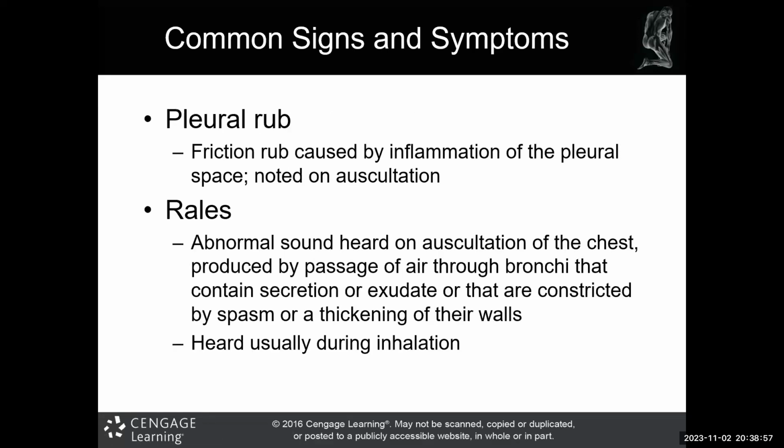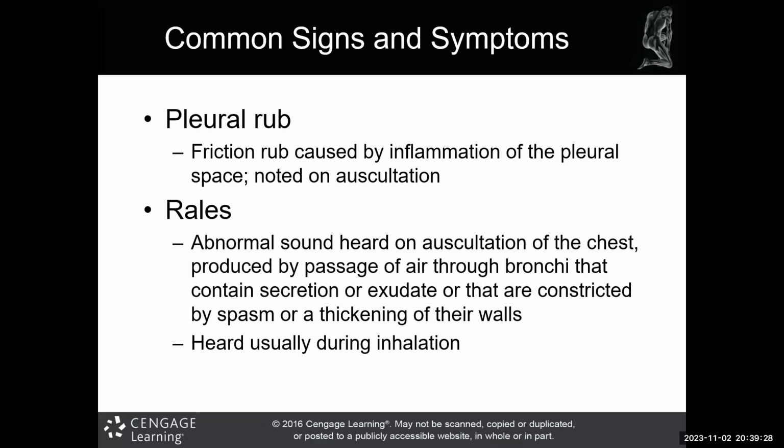Pleural rub is friction rub caused by inflammation of the pleural space. So, we said that between the two membranes around the lungs, there's lubrication, but there could be inflammation, or for some reason that lubrication isn't there. So that would be a pleural rub. You could actually hear the rubbing, and it would be noted by auscultation. As we said, auscultation is listening with the stethoscope.